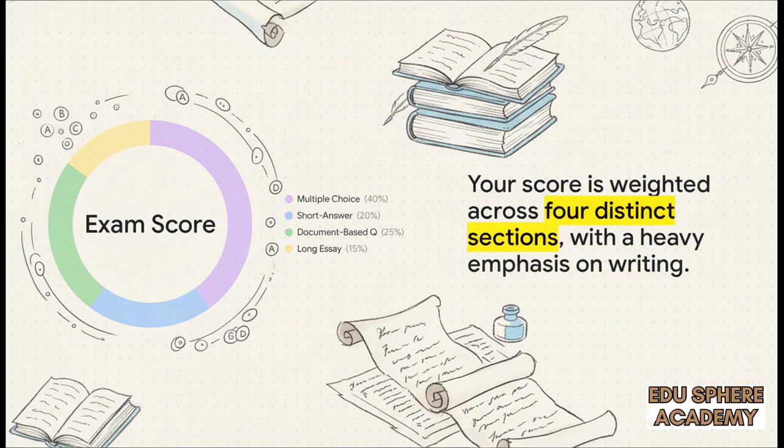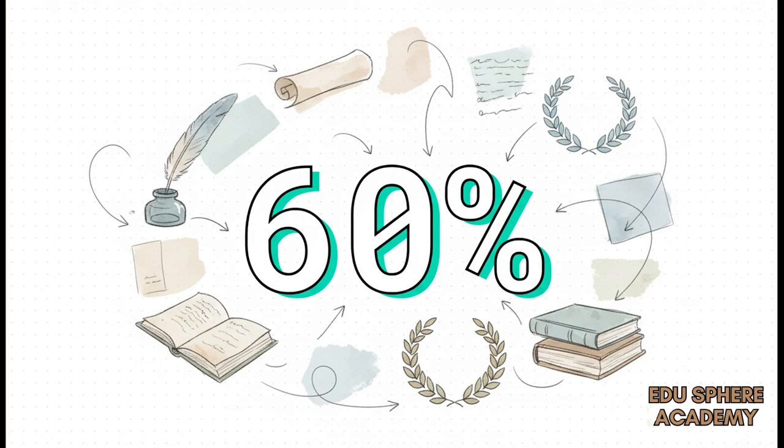The short answer, the DBQ, the long essay, that's where the majority of your points are. 60%. Let that number sink in for a second. The majority of your score comes directly from your ability to write a compelling historical argument. This is exactly why practicing your writing isn't just a good idea, it is absolutely essential.